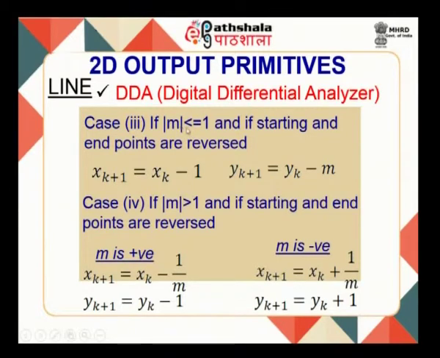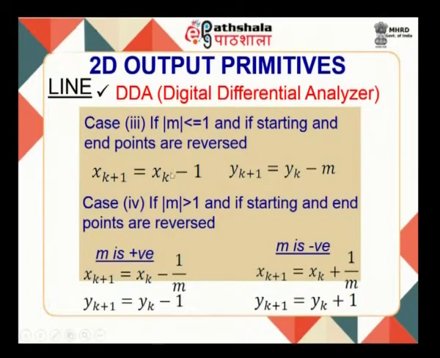If m is less than or equal to 1, that means again imagine the line types 1 and 3, and if starting and end points are reversed, what would you do? If the starting point and end point are just reversed, that is both x and y are decreasing for line types 1 and 3. So, these equations will tell you that both x and y are decreasing. x is decreasing by a value 1, y is decreasing by a value m. So, that is how we take this.